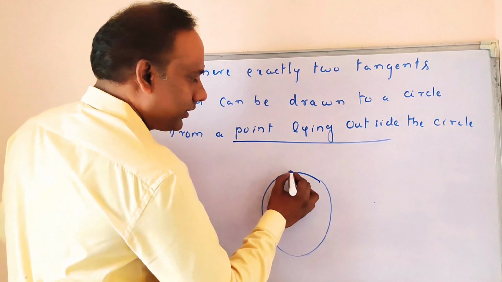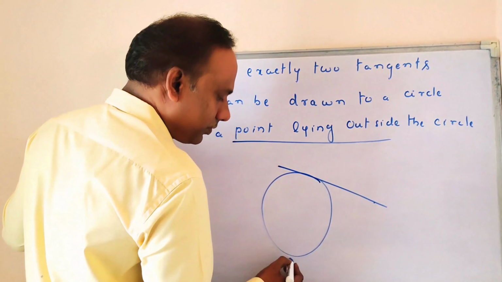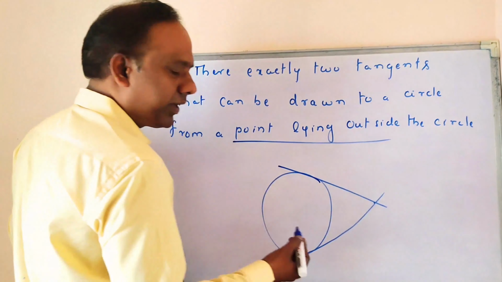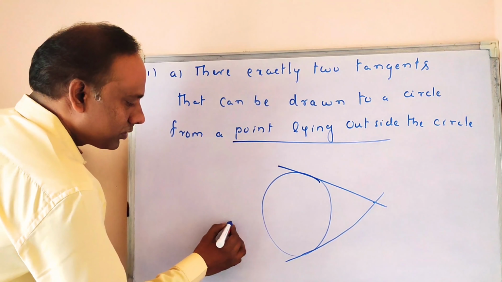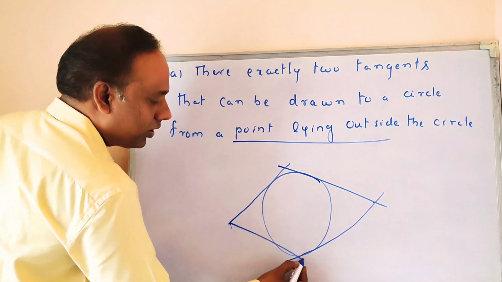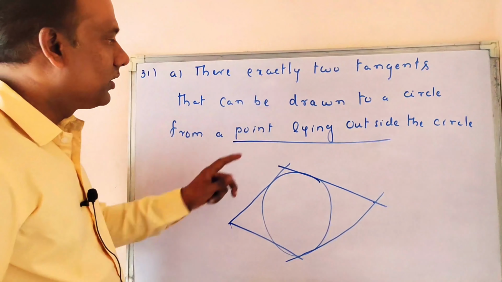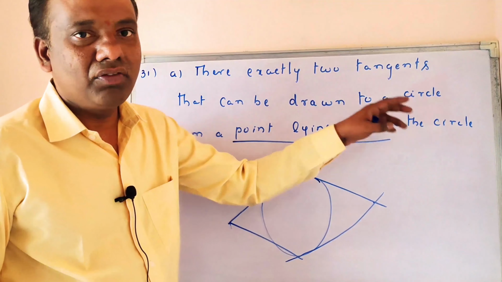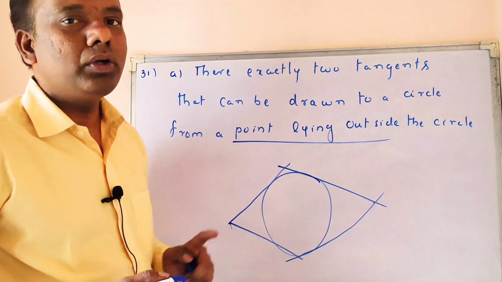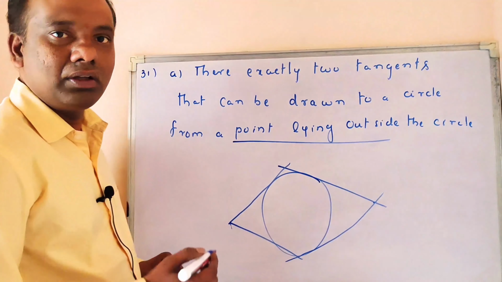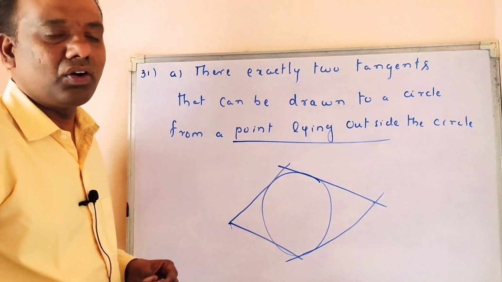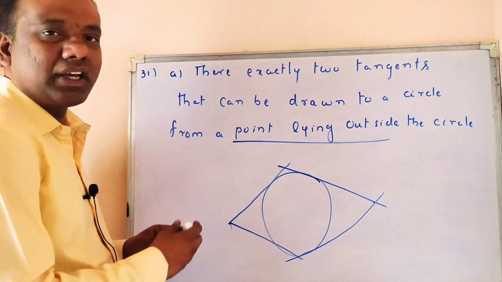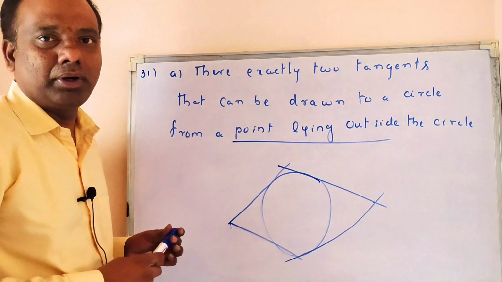So we need to check. We can draw only two tangents. If the point is outside the circle, we can draw exactly two tangents only. But in the question they asked which is the false statement. So the first option is actually a correct statement.